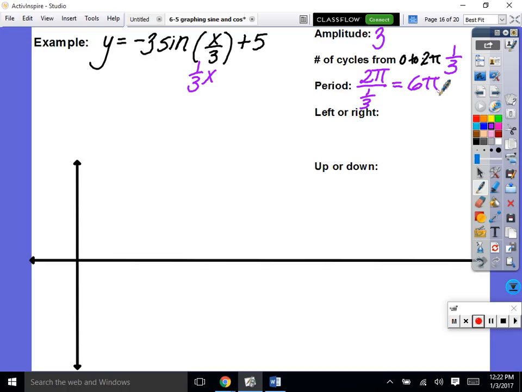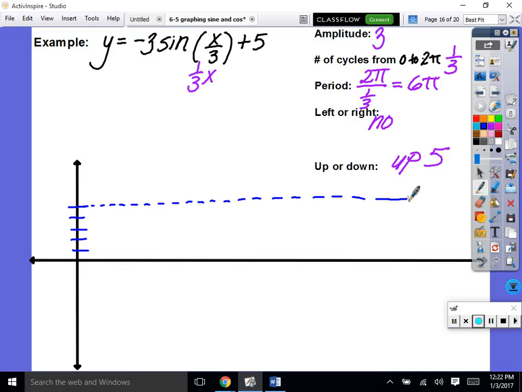And then are we shifting left and right at all? No. And then we're shifting up 5. That's where I actually start, with my shifting up and down. So we're shifting up 5: 1, 2, 3, 4, 5. That's our new midline, meaning our new x-axis. So I'm going to draw that out like that. I always draw a dotted line for my new x-axis.